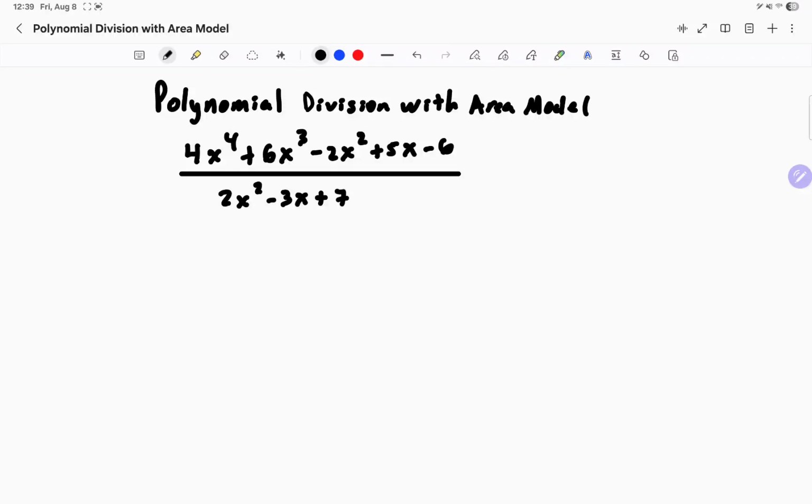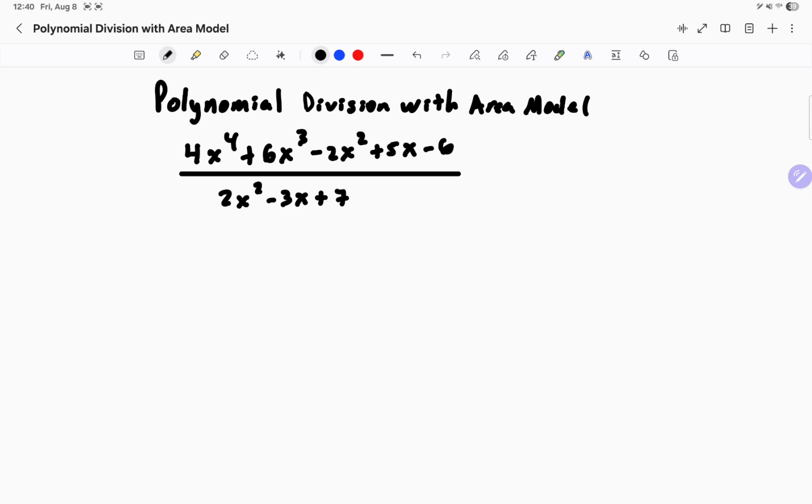Today we'll be doing polynomial division with the area model. In today's example, we have 4x to the fourth plus 6x cubed minus 2x squared plus 5x minus 6, all divided by 2x squared minus 3x plus 7.